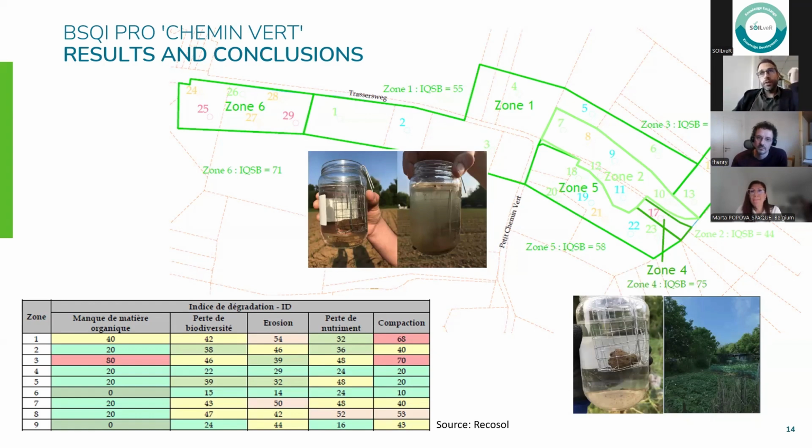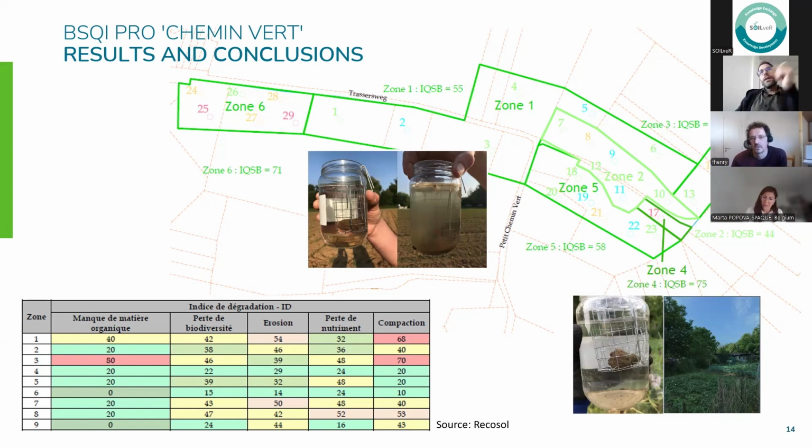Maybe two other short questions from the chat and maybe with short answers. Cecile is asking, and I was interested also in this question: how do you define the, let's say, homogeneous zones? It depends on the topography. It depends on the use of the zone. It depends on the observations that are made.